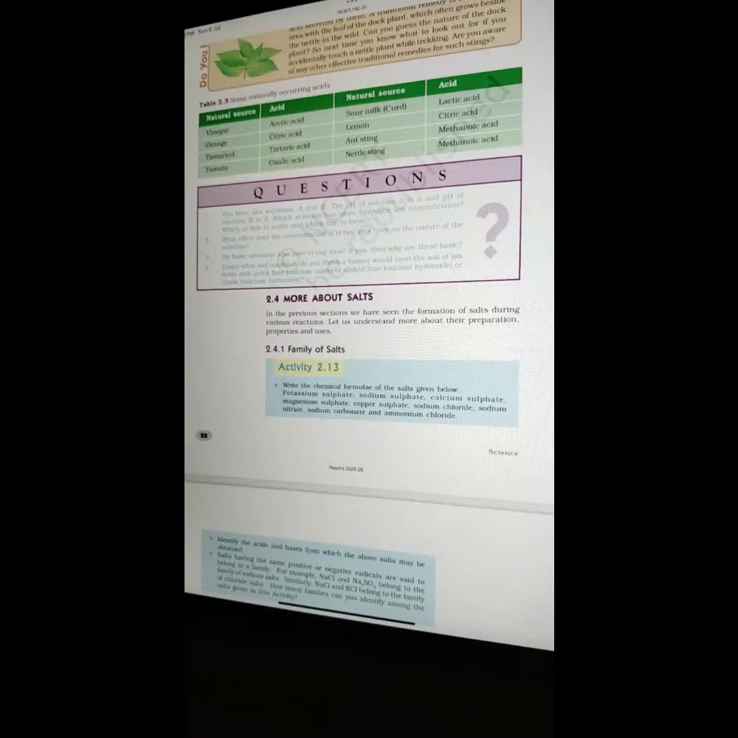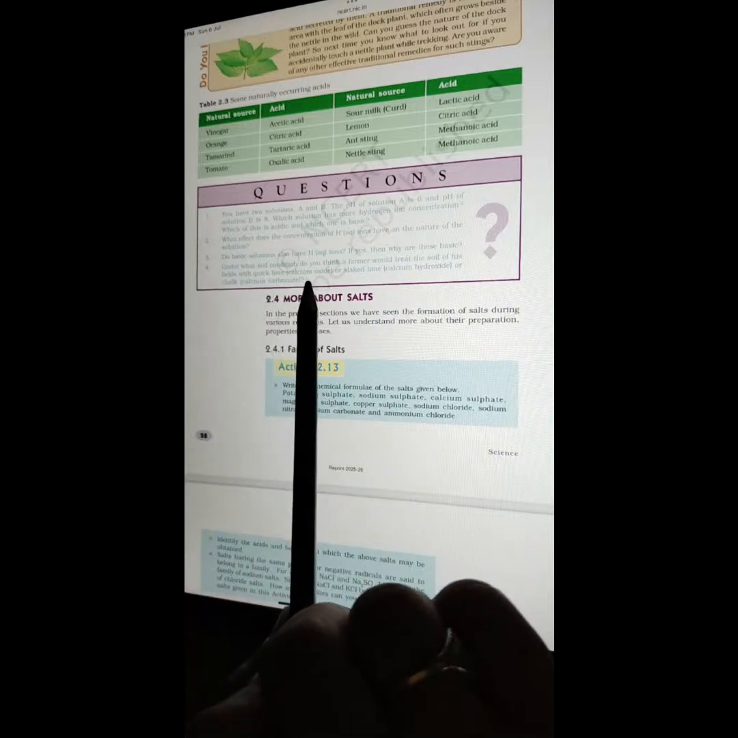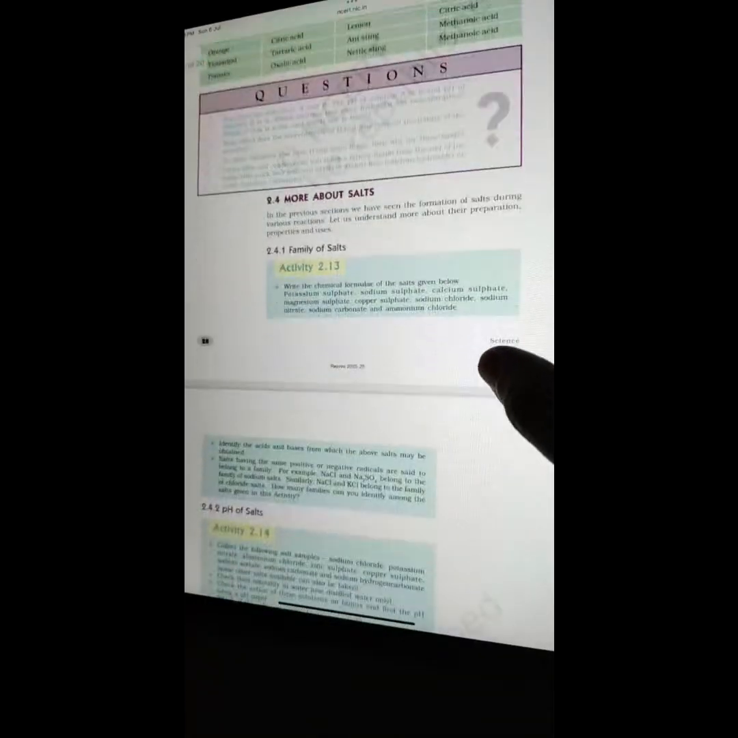Question number two, what effect does the concentration of H+(aq) ions have on the nature of the solution? Do basic solutions also have H+(aq) ions? If yes, then why are they basic? Question three, under what soil condition do you think a farmer would treat the soil of his fields with quick lime (calcium oxide) or slaked lime (calcium hydroxide) or chalk (calcium carbonate)?